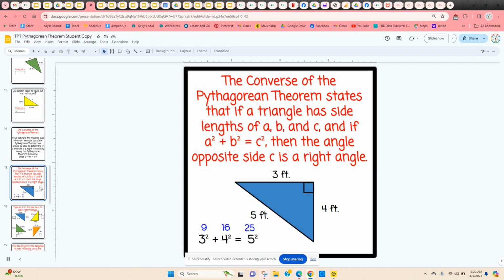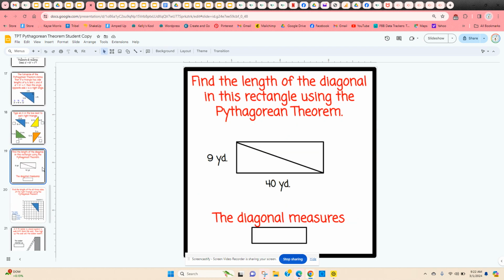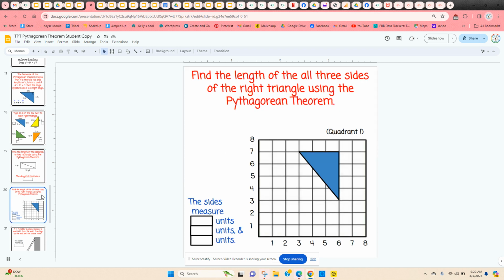So here's an example of how that works. Now students are going to be looking at these 4 triangles, and they're going to place an X in the box next to any that are right triangles. Now here's a diagram. Students are going to determine the hypotenuse here, which would be the diagonal of the rectangle. Here we have a right triangle in a coordinate plane, so we're going to just use units. So here would be 3 units and 4 units, and they're going to figure out how many units for the hypotenuse.